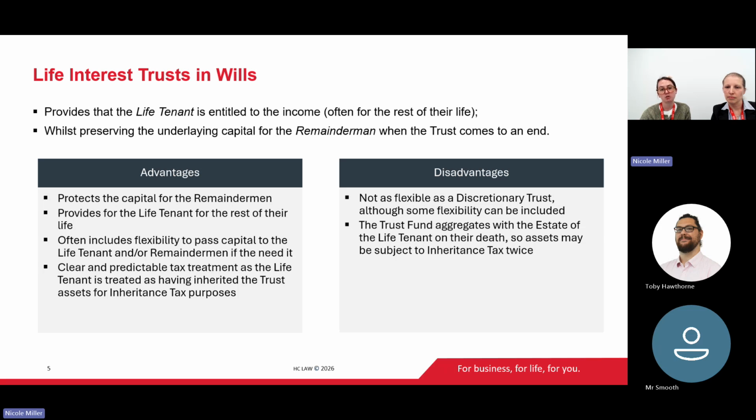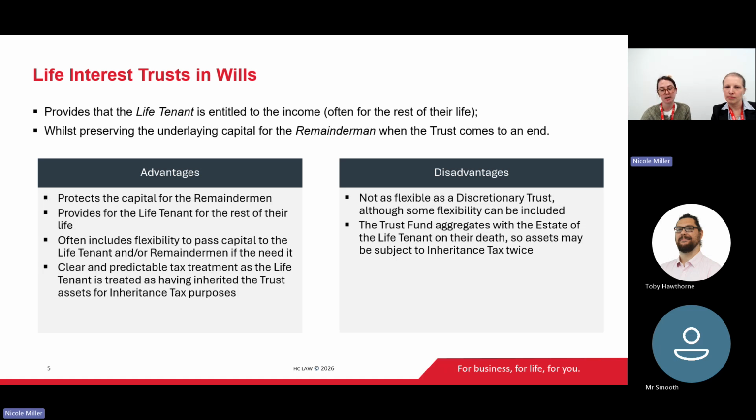Essentially the purpose of the life interest trust is, whilst the spouse can use that trust fund and have the right to the income, the capital is preserved essentially for what we call the remaindermen. So this is where it's popular for blended families. So say you have a spouse that had children from a previous relationship, they want to ensure that their spouse is looked after beyond their death.